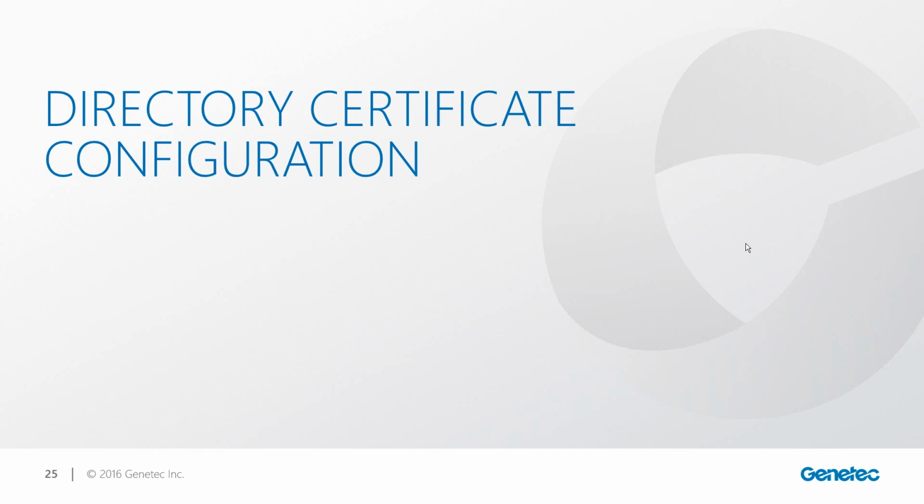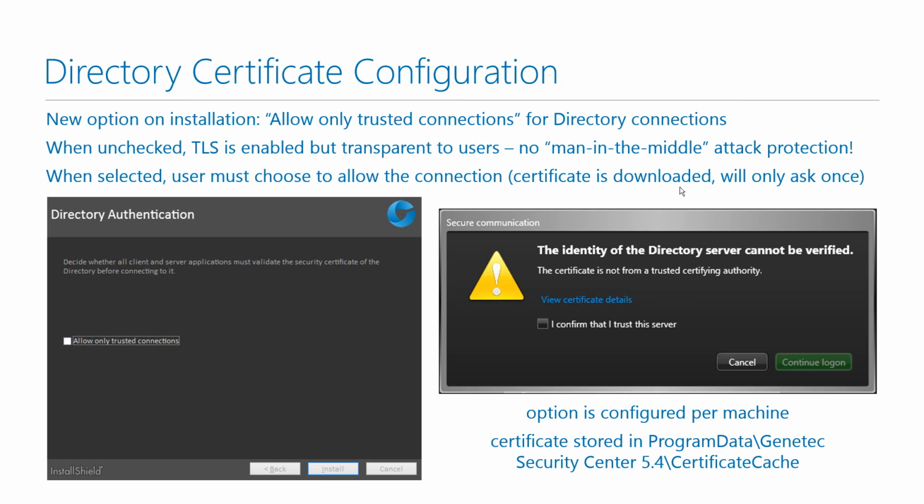So how do we actually use this on the directory? We can actually choose which certificate to use for TLS on the directory. There's a new step when we're installing the software. This is on 5.4 GA. So you're going to see that there's a new checkbox called Allow Only Trusted Connections. Now, when that comes up, if that's unchecked, basically the TLS is still being used, but it's transparent. You're not having any control over that.